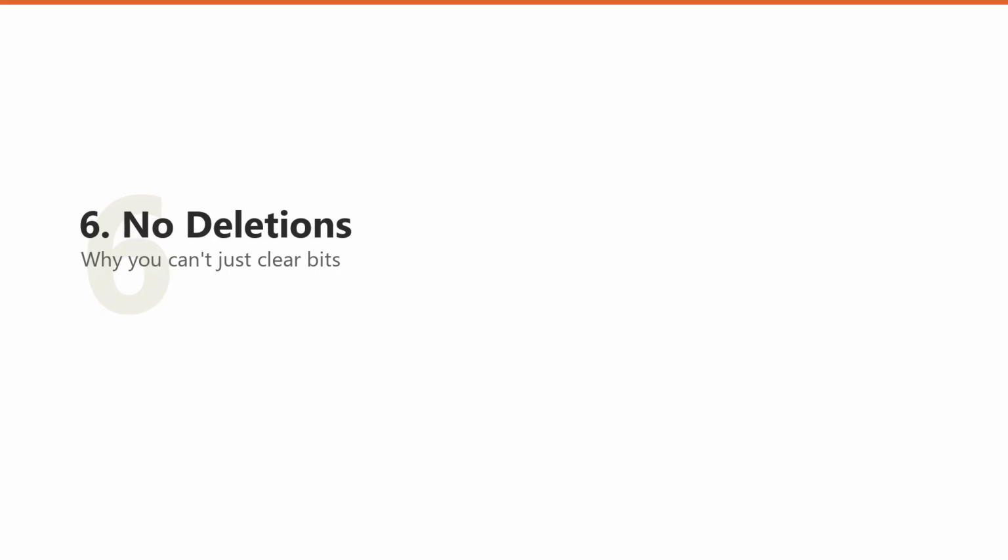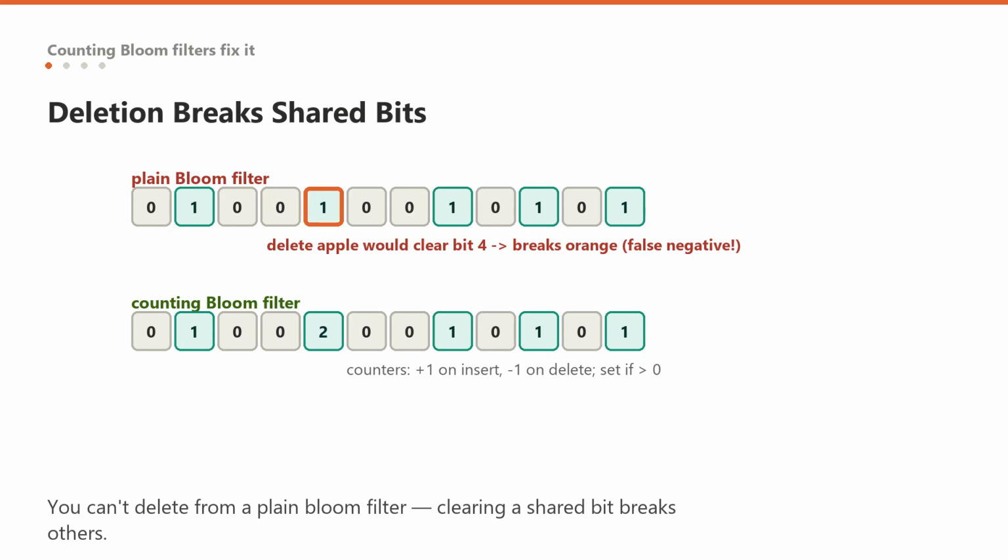Concept 6, a crucial limitation. You cannot delete from a standard Bloom filter. Why can't you delete? Think about removing Apple. You'd want to clear its bits, positions 1, 4, and 9. But position 4 is also used by Orange. If you clear it, you'd break Orange, and a lookup for Orange would wrongly return a false negative, which the whole design forbids. So a plain Bloom filter is insert and query only.